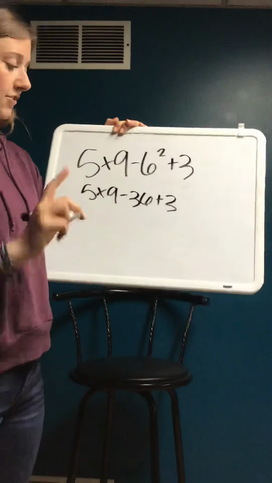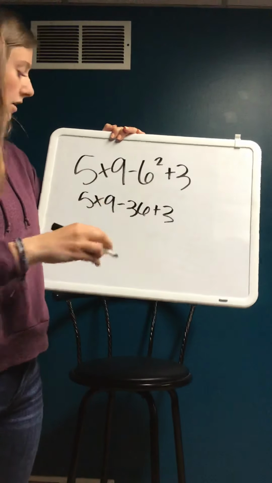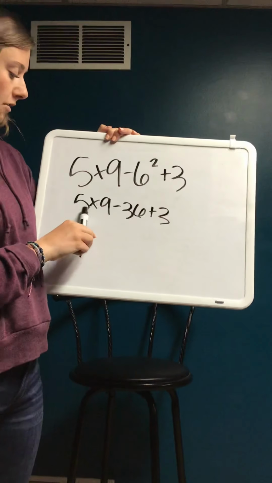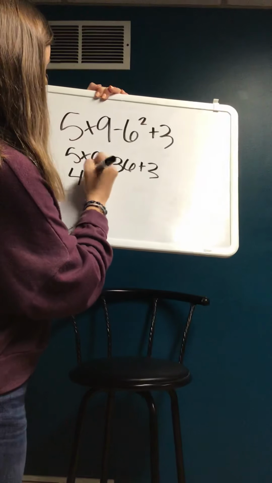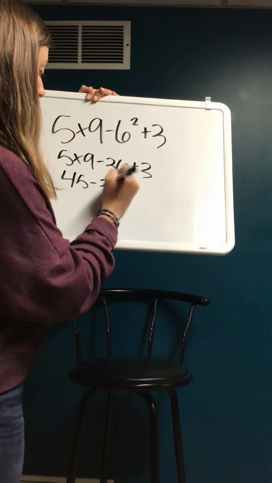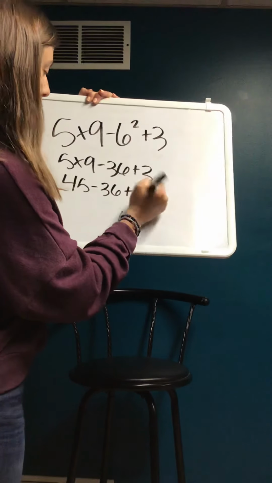Okay, so then after exponents, it's multiplication or division. And so we don't have any division, so we're going to go right to multiplication. And so 5 times 9 is 45. And we'll have minus 36 plus 3.